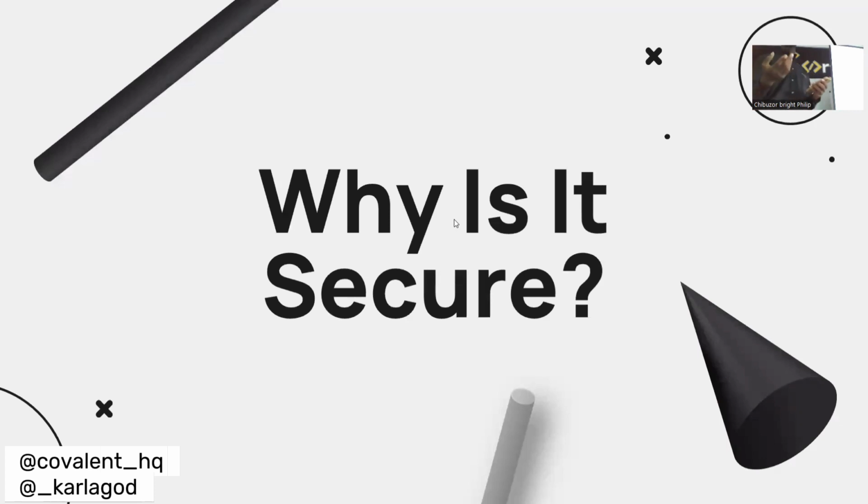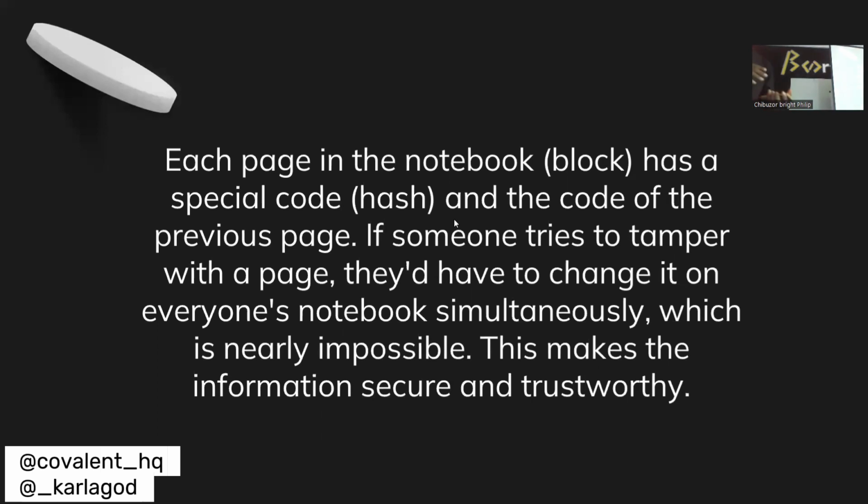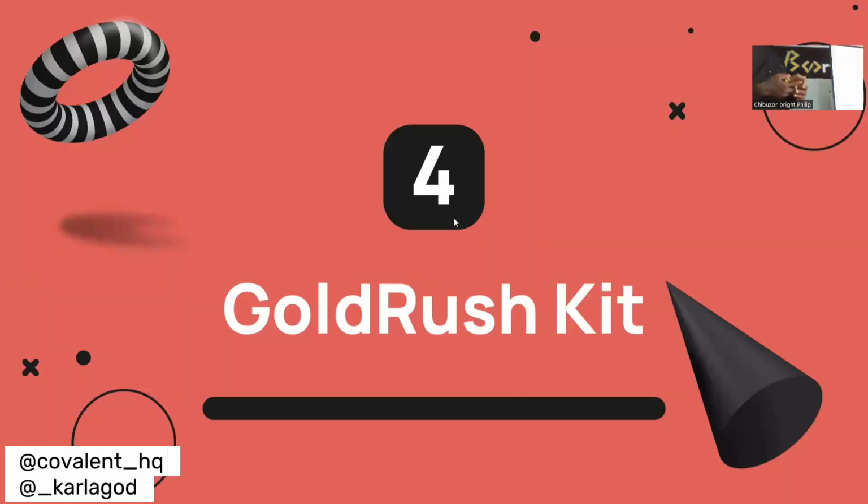So if someone tries to alter this notebook, you don't just have to change one person's notebook, you have to change everybody's notebook simultaneously, which is quite impossible. So that's what makes it immutable. Now that we have a basic understanding of the blockchain, why it's secure, and what makes it different from the current internet, let's go to the GoldRush kit.